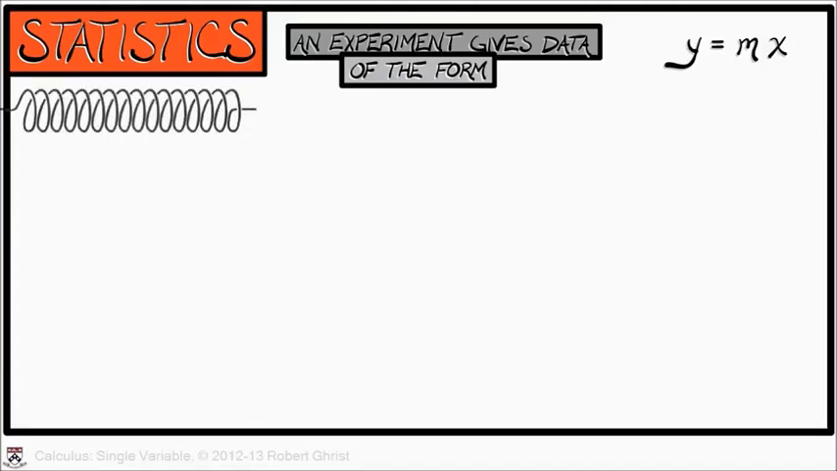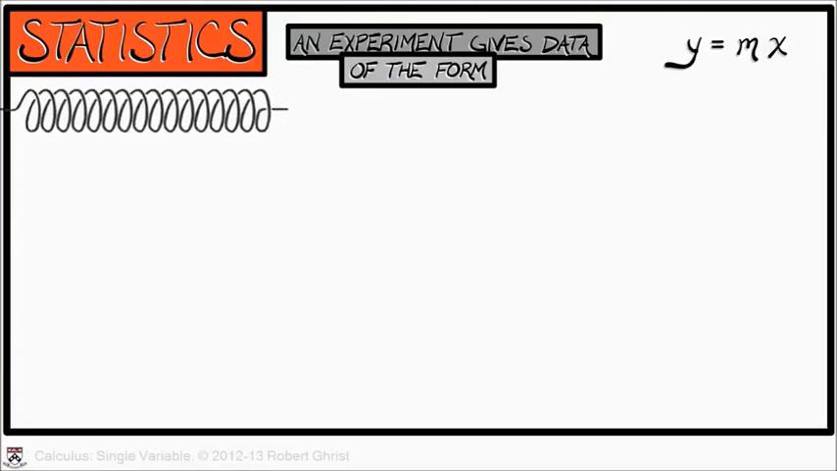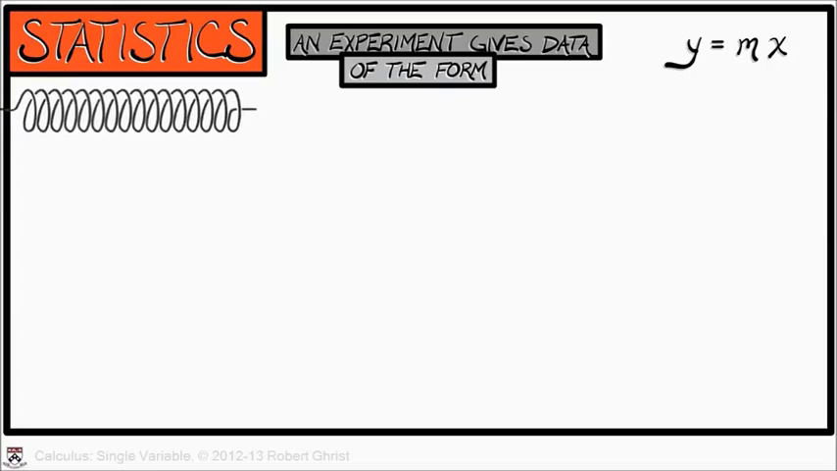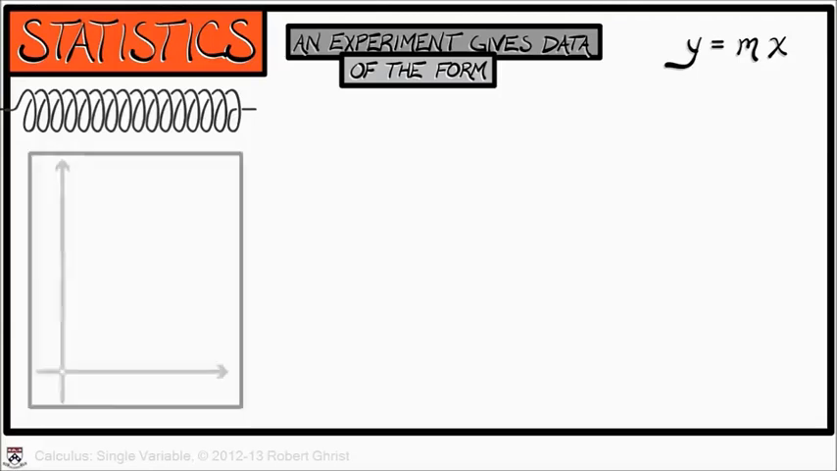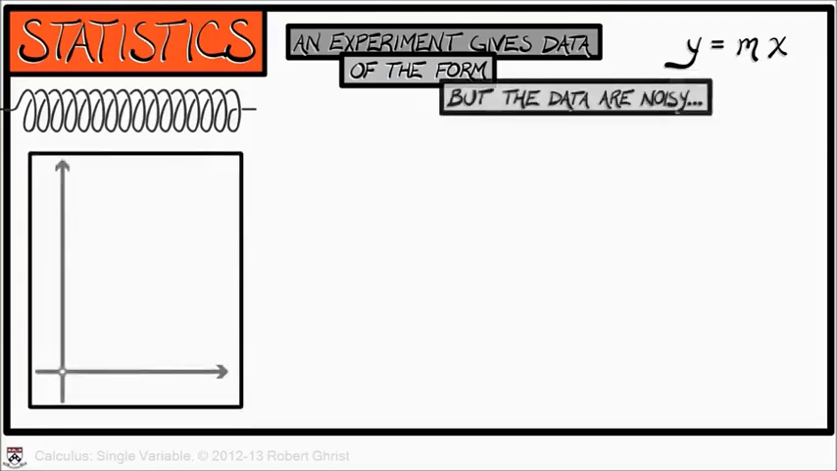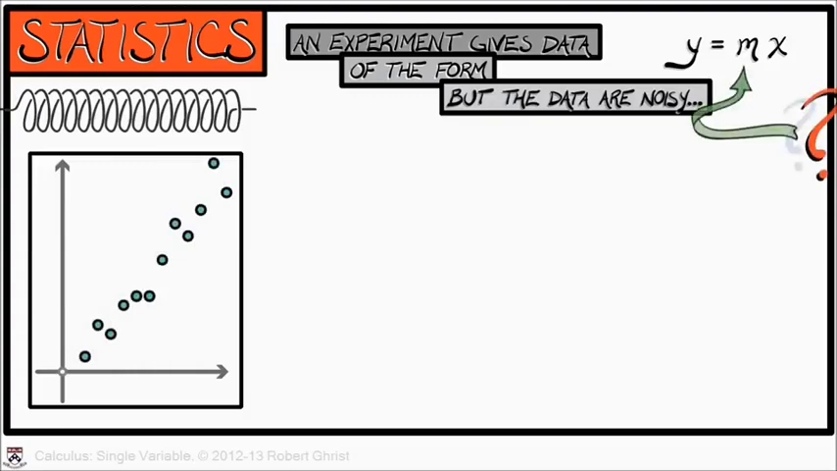Perhaps this is coming from a physical experiment, like trying to measure a spring constant by measuring force and deflection. Whatever the physical motivation, you are given some collection of data points, but these data points are noisy. They don't fit perfectly on the line. How do you determine the appropriate value of m?